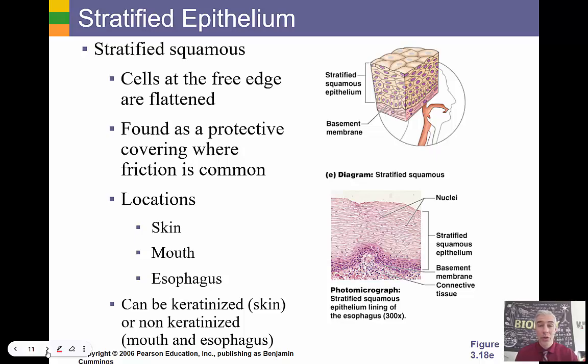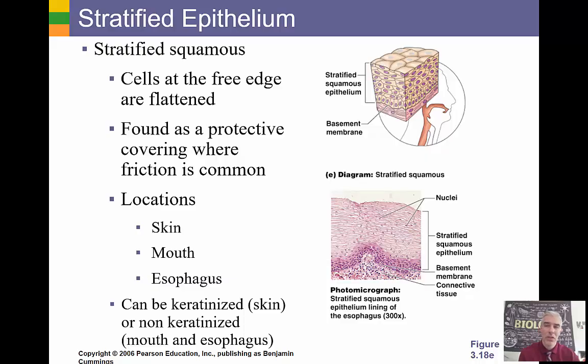Stratified squamous epithelium is now multiple layers of flat cells. Notice at the beginning, they look almost cuboidal at the bottom, but as they go towards the apical surface, or that free surface, they flatten themselves. These are found in places where friction is common, so your skin to help protection, but also your mouth.